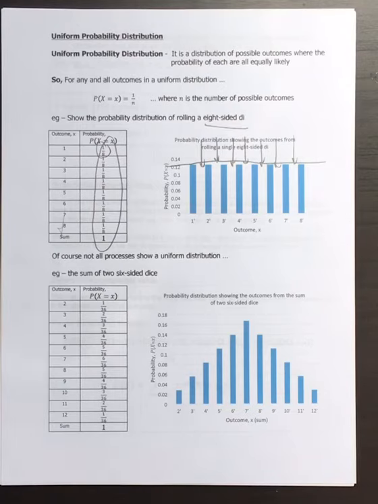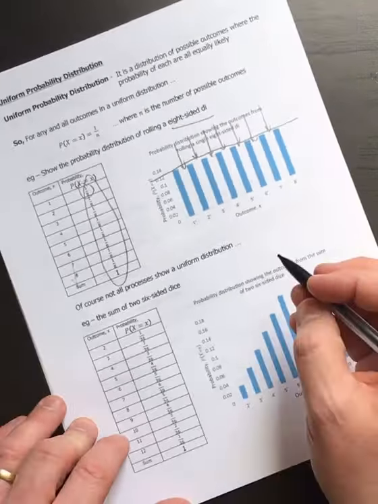There are, of course, situations where there isn't a uniform distribution. Oops, this should say non-uniform distribution. Make sure you fix that in your notes. This would be an example of rolling 2 dice and looking at the sum of the 2 dice. The sum of 2 dice is a little different.